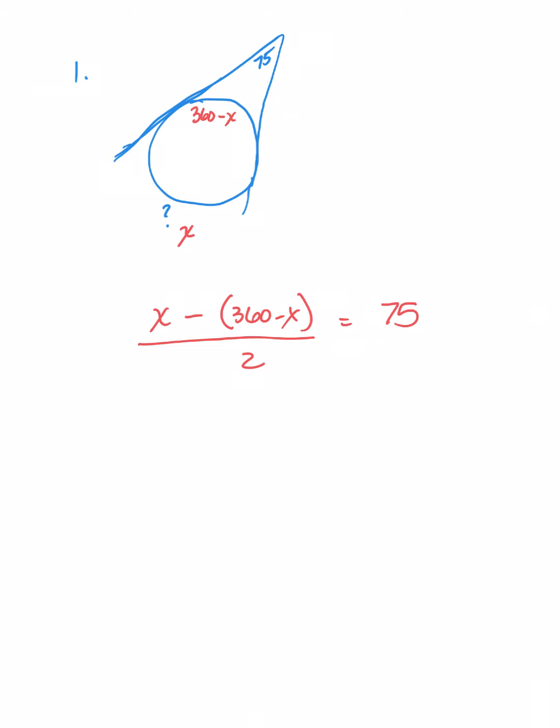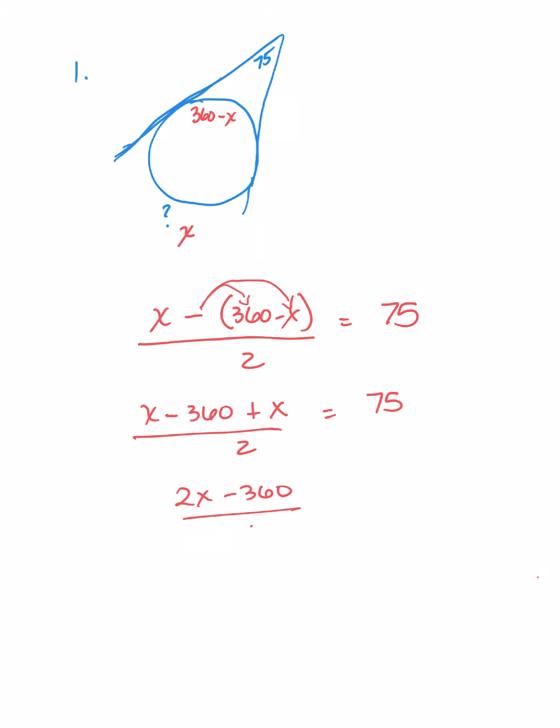The reason we put parentheses around the 360 minus X is because this minus sign belongs to both of them. So we're going to rewrite it as X minus (360 minus X) over 2 equals 75. You have to distribute the minus sign to the 360 and the X, so it changes both of the signs. Now we have 2X minus 360 over 2 equals 75.